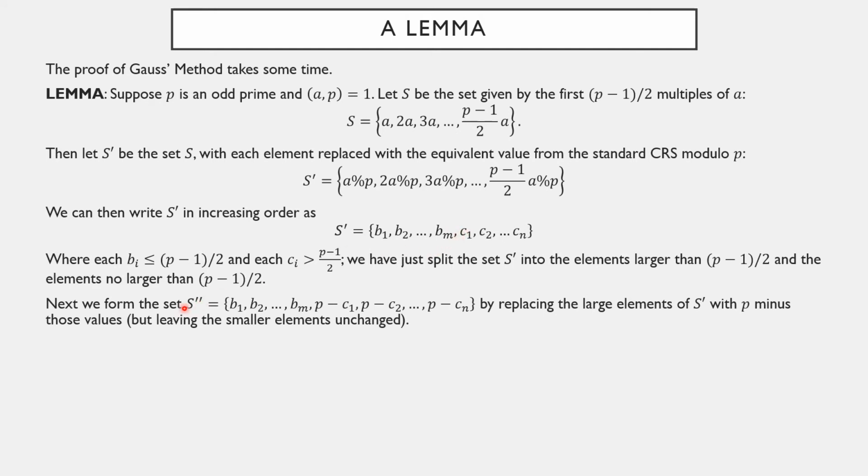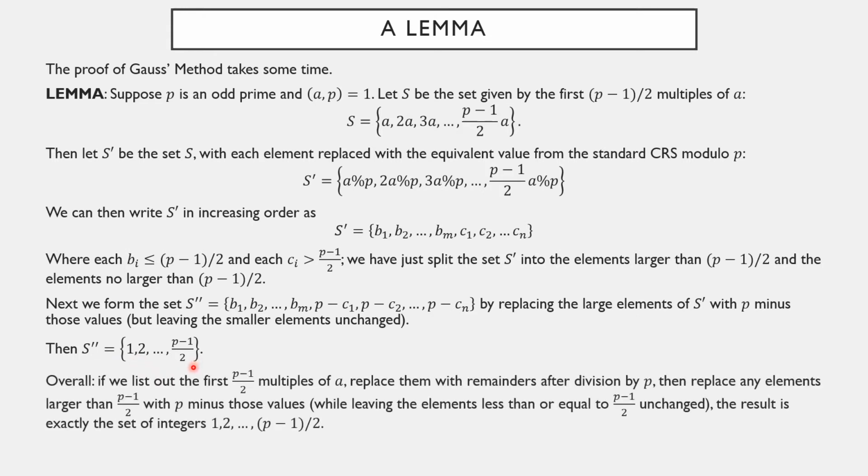Next, I form the set S double prime. The small remainders I leave alone. The big remainders I replace with p minus whatever they were. So this is now just a different set of values. The small remainders I left the same, the big remainders I changed. I replaced them with p minus what they are. The claim that we're making is that at the end of the day, the set S double prime is simply, as a set, the values 1 through (p minus 1) over 2.